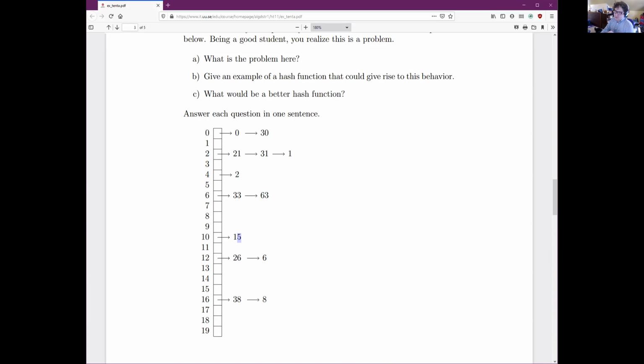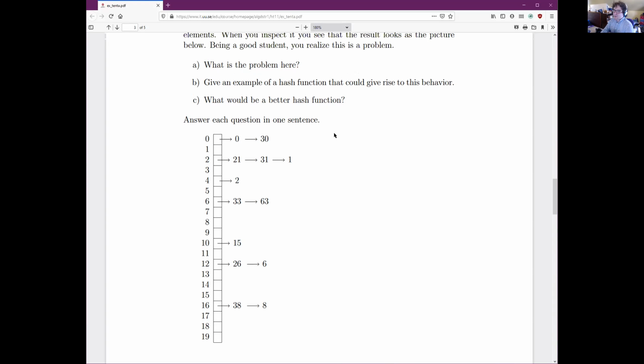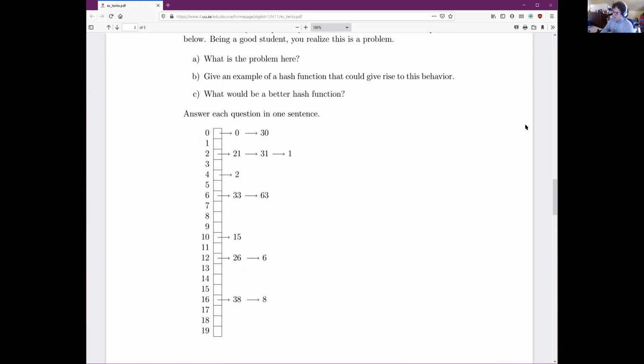I suppose somebody could come up with something different. The person who wrote this was very mathematically oriented, and so they used that mathematical language. They said, give an example of a hash function, not the hash function. But that is what I've latched onto. This 38 ends with 8. 8 times 2 is 16, so it goes to index 16.